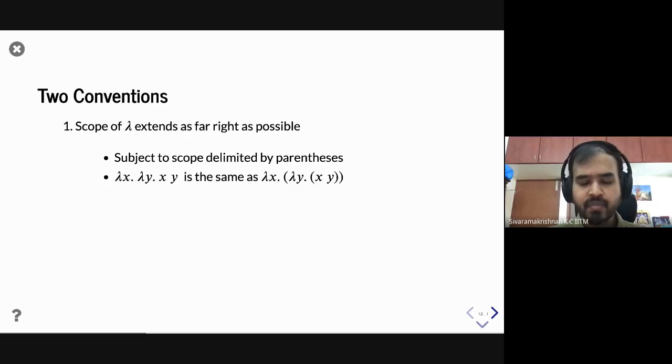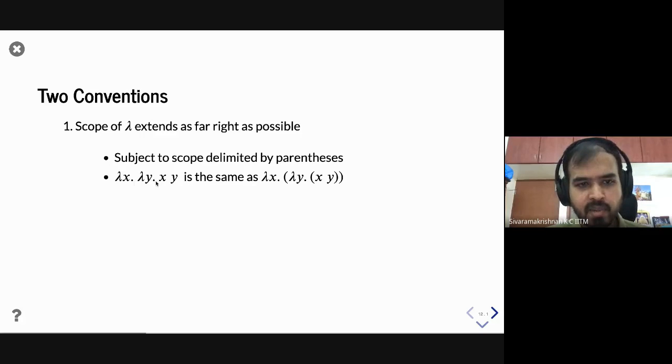Before we delve deeper into the Lambda Calculus, there are two conventions we are going to use, right? These are syntactic conventions. They will help you parse Lambda Calculus terms. The first convention is that the scope of lambda extends as far to the right as possible, right? What do I mean by this? Consider this term. It says lambda x, and this is some other lambda expression.